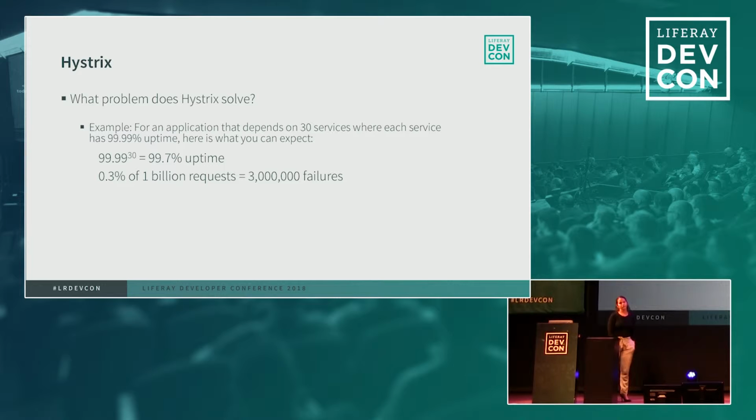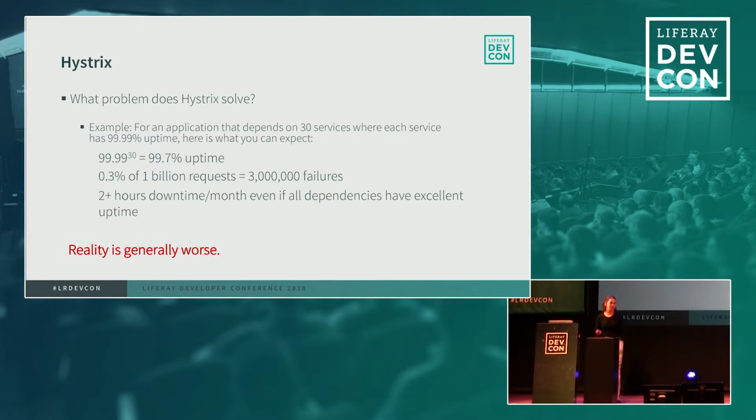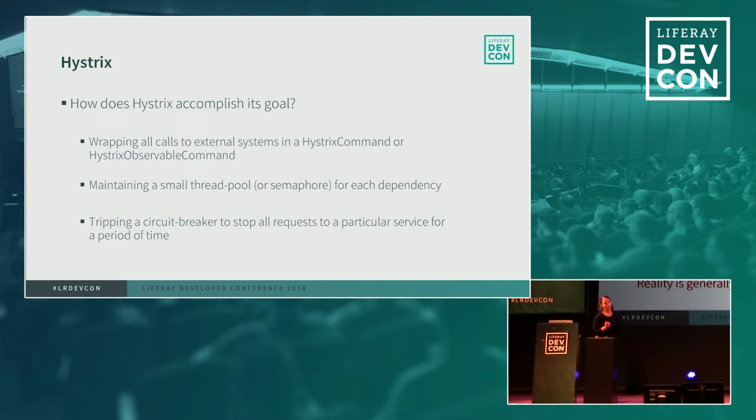3 million failures, which means to your software around 2 hours of downtime per month, even if all dependencies have an excellent uptime. However, as you probably know, the reality is generally worse than that. So how can you do something to help your software, right?